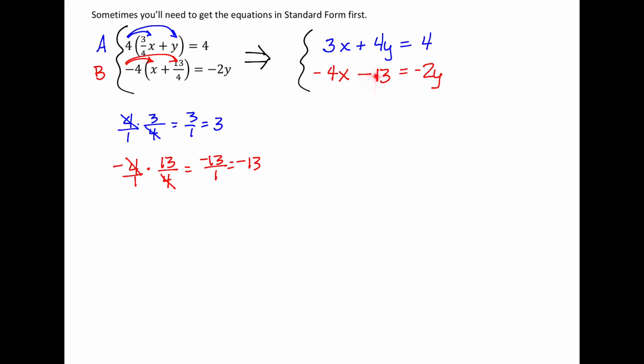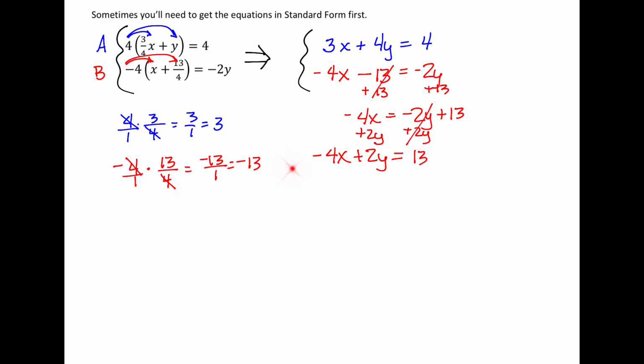Okay, now these two things are in the wrong place. That should be x, y, no variable. So I got to change these. Okay, I'm going to add 13 to both sides. So these cancel. I end up with negative 4x equals negative 2y, add 13, add 2y to both sides, and I end up with negative 4x add 2y equals 13.